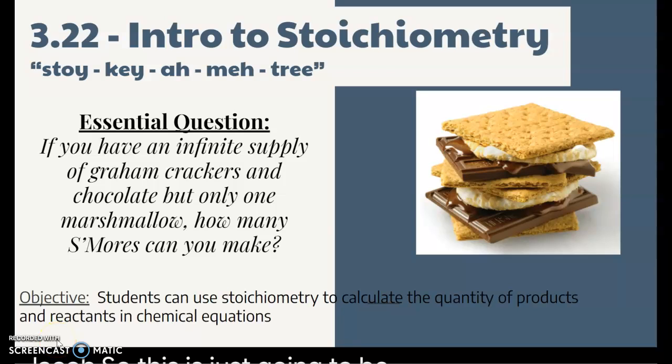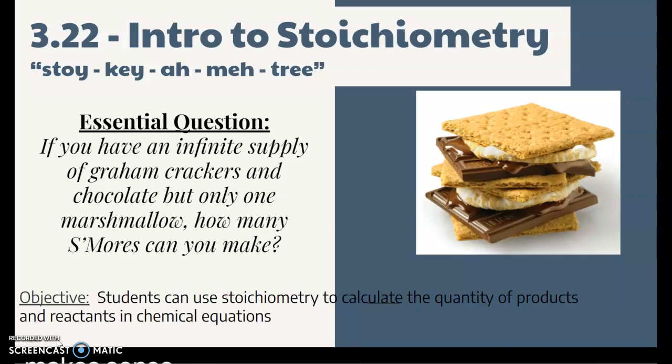So this is just going to be a quick introduction to something called stoichiometry. I know that the word looks pretty intimidating, but it's actually not that difficult to say. So it's just up there, stoichiometry, and that's it. It sounds complicated. It's sort of complicated, but I don't know, I just feel like it's logical.